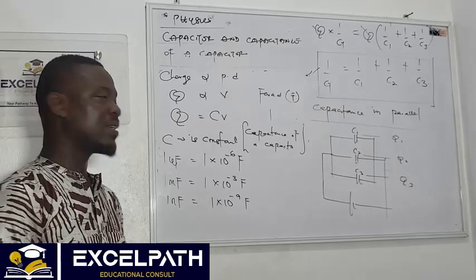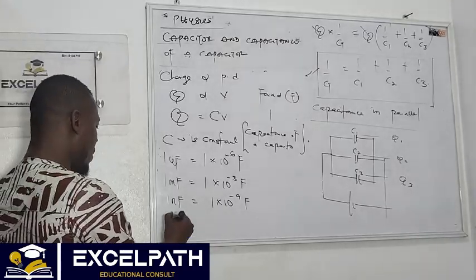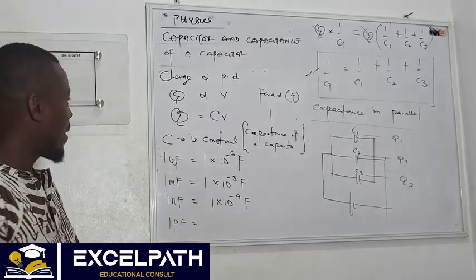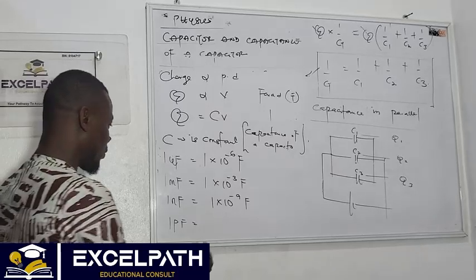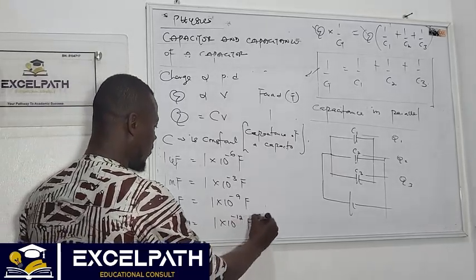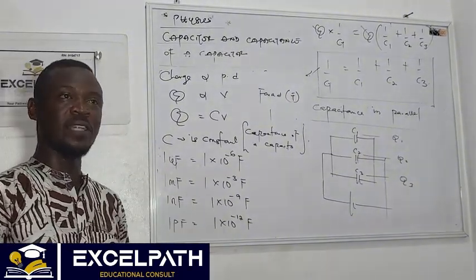1 times 10 raised to power what? Minus 9. What? Farad. If you have 1 pF, P means what? Pico. Which gives you 1 times 10 raised to power what? Minus 12 farad. Whenever you see something like this, you should be able to convert it back.